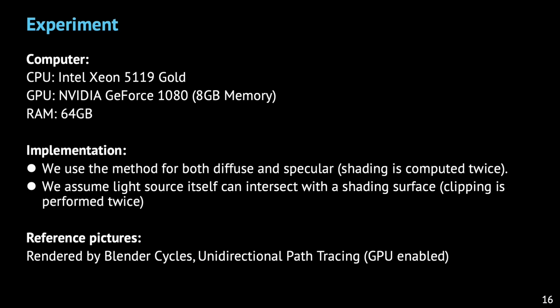Now let's move on to the experiment part. The experiment setup is shown here. We use the proposed method to obtain both diffuse and specular reflections on the NVIDIA GeForce 1080 graphics card. The reference images which we compare our results with are computed using Monte Carlo path tracing of Blender Cycles with GPU acceleration.